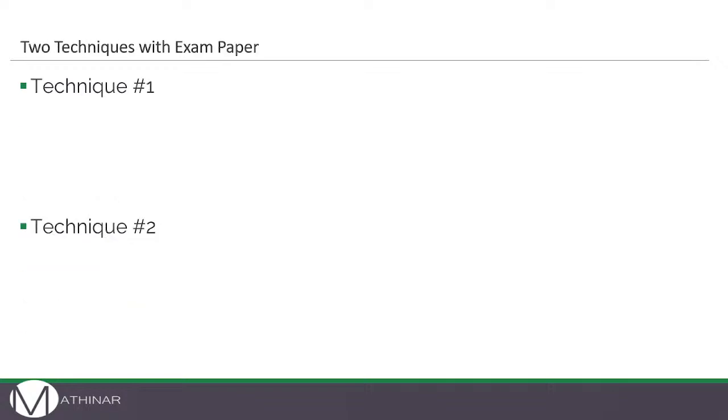So there are two techniques that you can use with your exam papers. Technique number one is the one I'm going to talk to you about today. And this one is where we look at where you are losing marks. And I've created a little spreadsheet for you, and I'm going to share a link with you at the end of the session where you can download it for yourself as well.